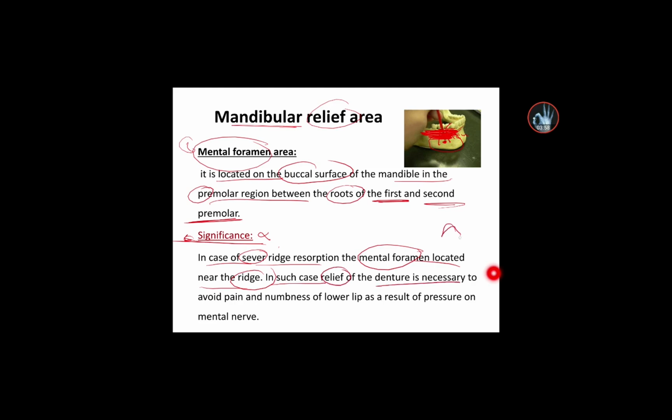So we must make a space for this foramen or make a cavity to avoid the pain and the numbness of the lower lip. As we know, this mental foramen is the exit of the mental nerve, which supplies the lower lip and the chin. اللي بيغذي الشفة السفلية والدقن. As a result of the pressure on the mental nerve, بسبب الضغط اللي صاير على mental nerve.